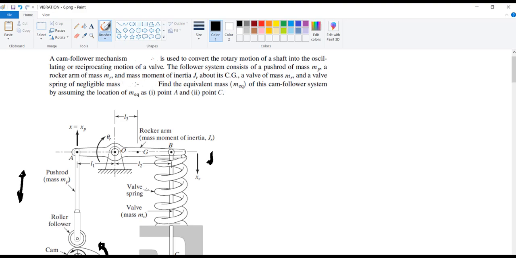So the follower system consists of a push rod, mass MP, and a rocker arm of mass R, and the mass moment of inertia about its center of gravity. We have here the center of gravity of the rocker arm and a bulb of mass MB, and a bulb spring of negligible mass. So find the equivalent mass of this cam follower system, assuming that the location of the equivalent mass is at point A.